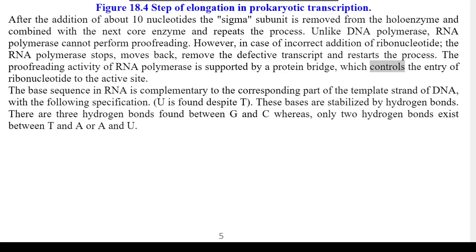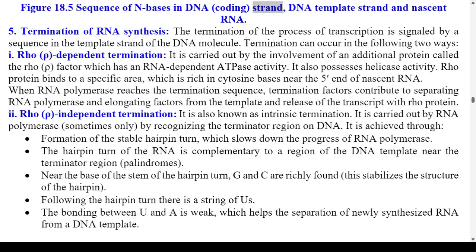The base sequence in RNA is complementary to the corresponding part of the template strand of DNA, with the following specification. U is found instead of T. These bases are stabilized by hydrogen bonds. There are 3 hydrogen bonds found between G and C, whereas only 2 hydrogen bonds exist between T and A or A and U. Figure 18.5 Sequence of N bases in DNA coding strand, DNA template strand and nascent RNA.